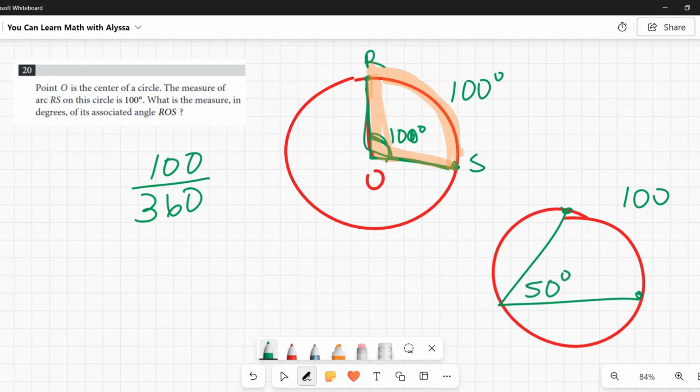Those are 2 very common theorems, inscribed angles and central angles, that come up on the SAT. Again, this one is a central angle. It will always match. Since the arc is 100, the central angle is also 100. 100 is my answer. Boom.